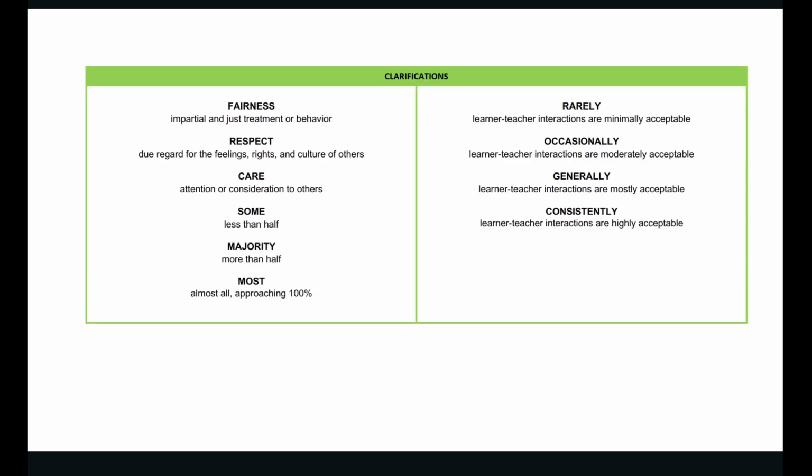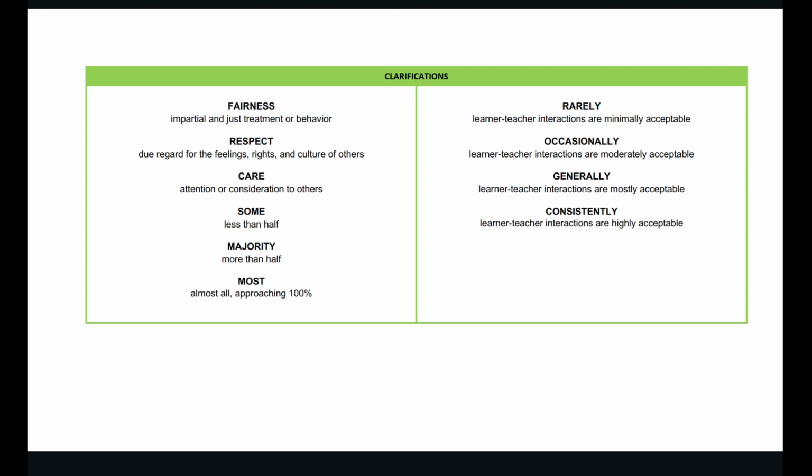Now, let's try to define the terms first so that we'll be able to understand the indicators clearly. When you say fairness, it means impartial and just treatment or behavior. It means that you have the ability to ensure fair treatment across all your learners. So what is the opposite of this? It could be favoritism or not taking into consideration the differences of your learners. You also ensure that there is respect. So what is respect? Respect is due regard to the feelings, rights, and culture of others. So this is where taking into consideration the differences of our learners comes in.